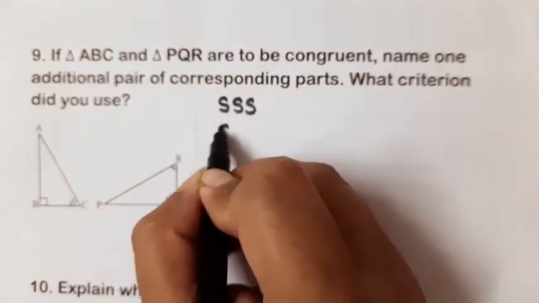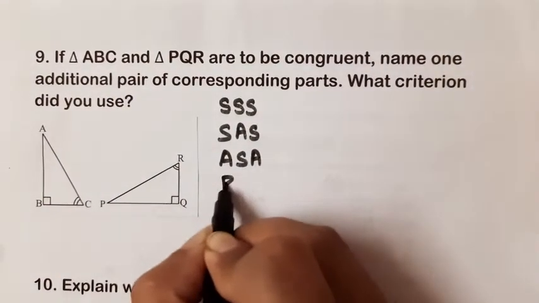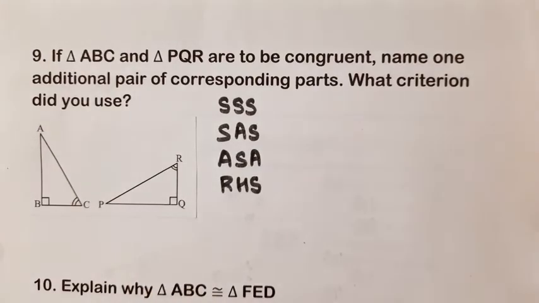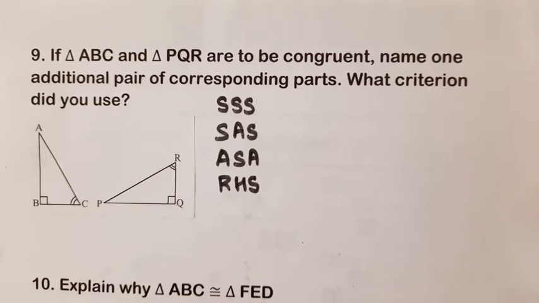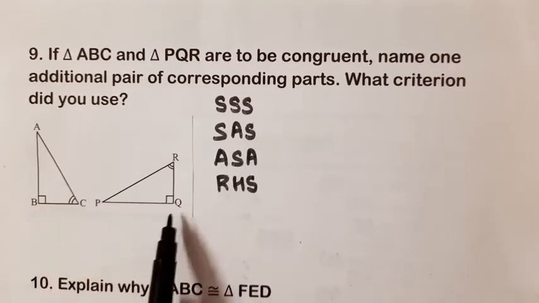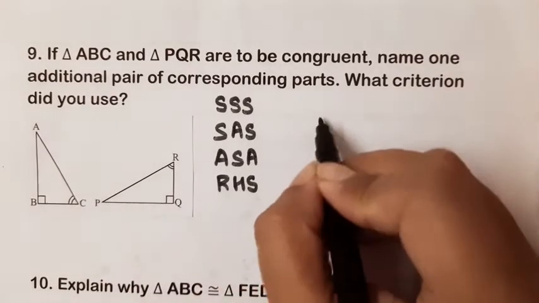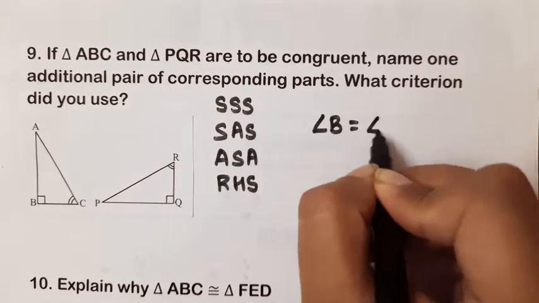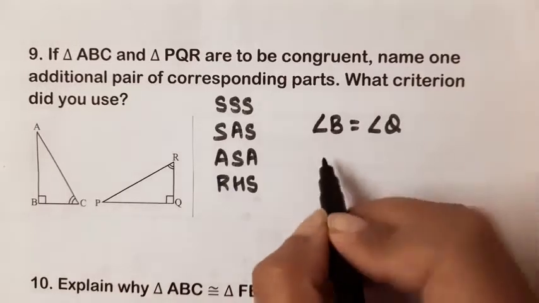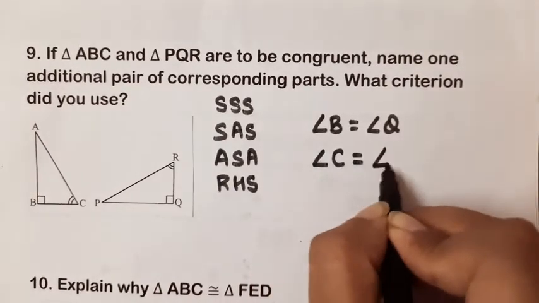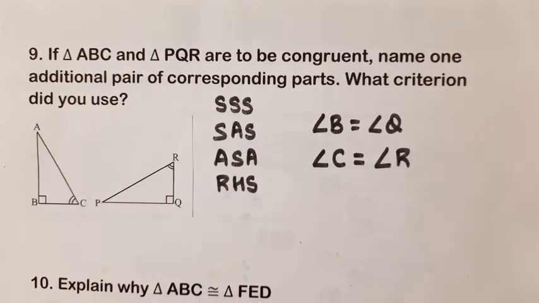SSS, SAS, ASA and RHS. So these are the four congruence rules. Now we have to find out which rule can be applied here in the given situation. Now, by looking at the corresponding parts given to us in the figure, angle B is equal to angle Q, 90 degree each, and similarly angle C is equal to angle R. Symbolically, they have been shown that they are corresponding parts, they are equal.